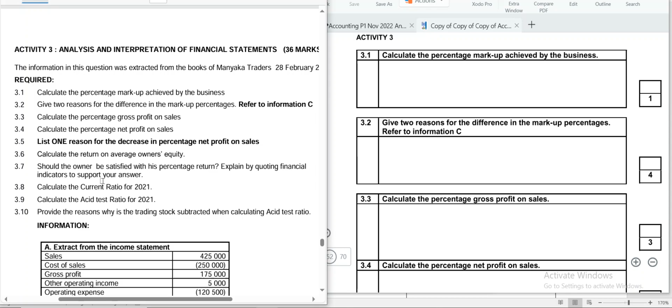And then the last one is what we call return on owner's equity. Return on owner's equity, we are doing it so that we can determine whether the owner should be satisfied with his return on investment or not. And most of the time, the return on owner's equity is compared with interest on fixed deposit, because we are trying to see whether the owner made a wise decision by investing the money in the business instead of investing it in the bank. So I hope that that brief explanation will help you as we do this.